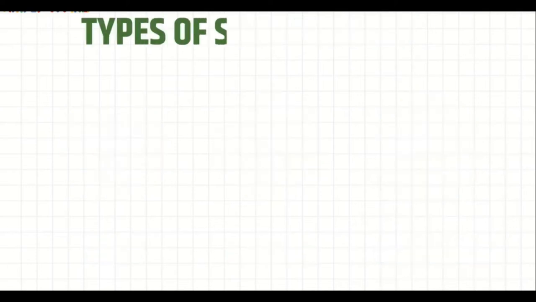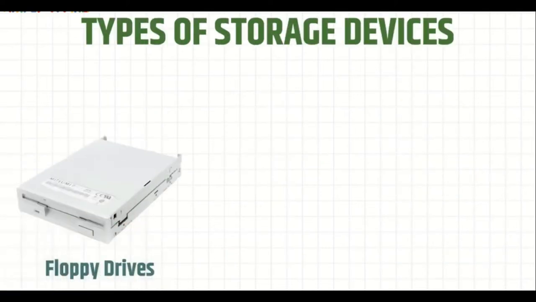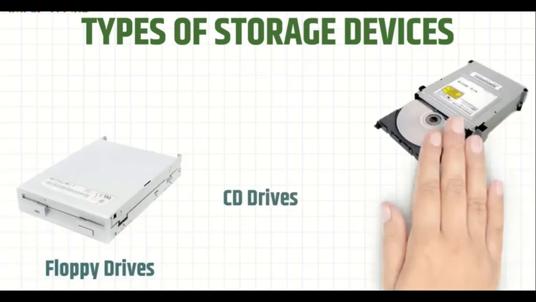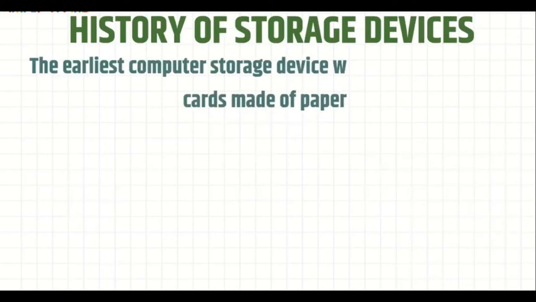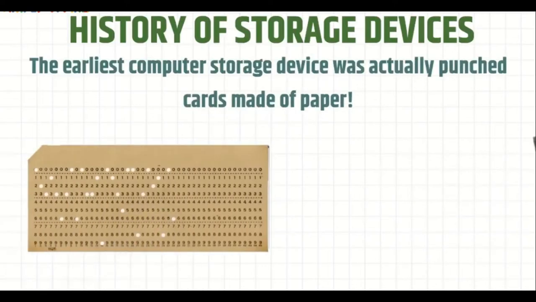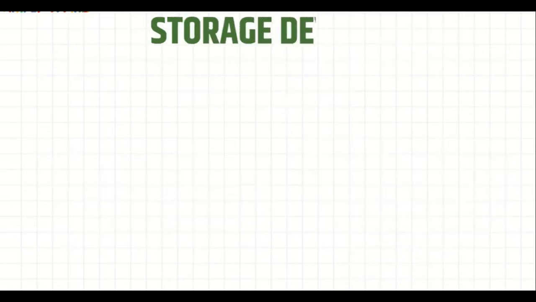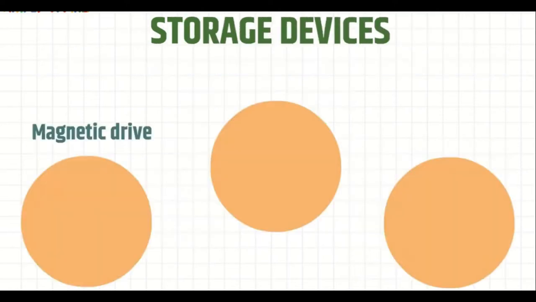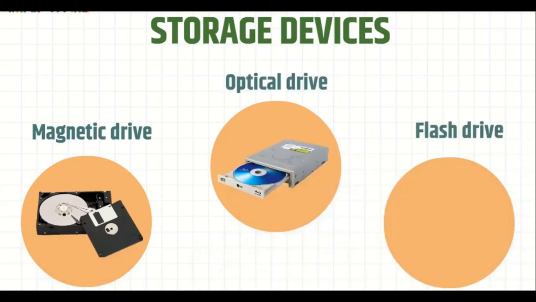There are many different types of storage devices such as floppy drive, CD drive, and tape drive, etc. The earliest computer storage devices were actually punched cards made of paper. Now we have storage devices such as magnetic drive, optical drive, and flash drive.